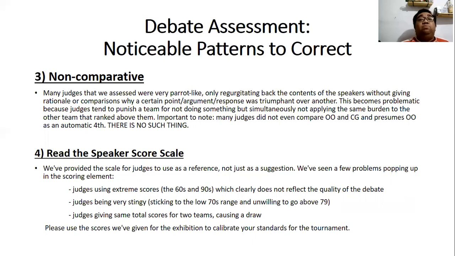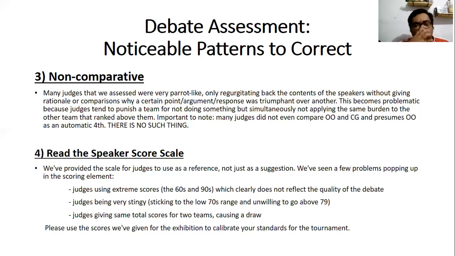We think that this becomes problematic because then judges tend to punish a team for not doing something, but simultaneously do not apply the same burden to the other team that ranked above them. This is critical: in debate, you have to be balanced when you're imposing a burden on one team. Let's say you're imposing a burden that a specific team did not explain characterization on parents, then you also need to see whether or not the other teams did that much better than the team that did not.